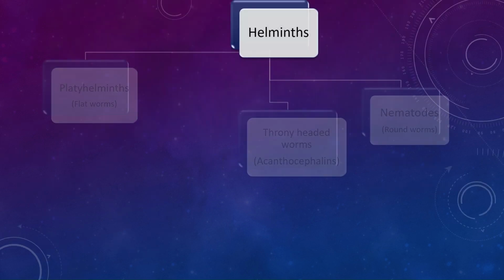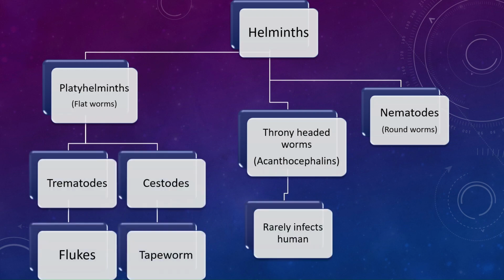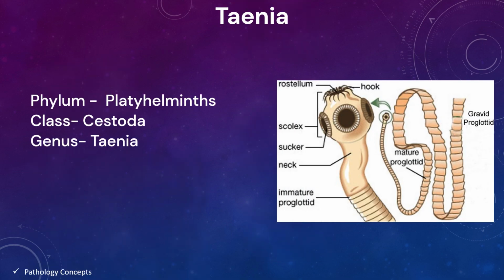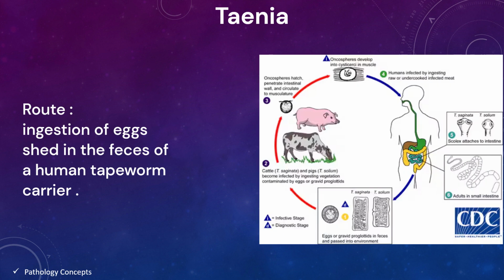We have already seen the nematodes in detail in the previous video and we are now focusing on the cestodes, which are also called the tapeworm. First is Taenia. The phylum is Platyhelminth, class is cestode, genus is Taenia. The causative agents are Taenia saginata, Taenia solium and Taenia asiatica. The route of infection: the infection is caused by ingestion of eggs shed in the feces of human tapeworm carrier.